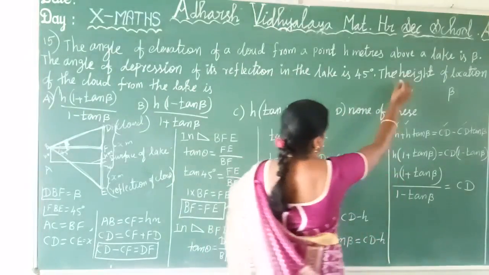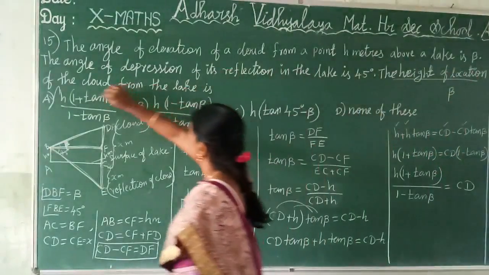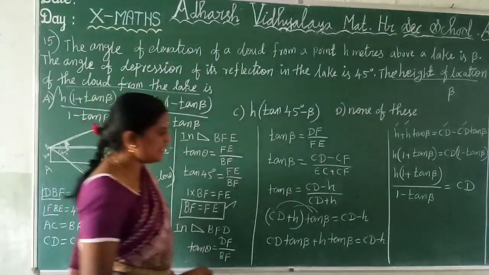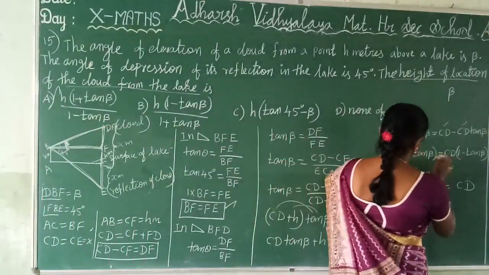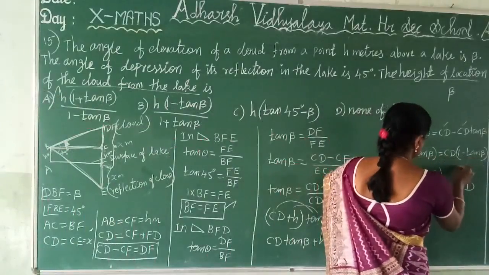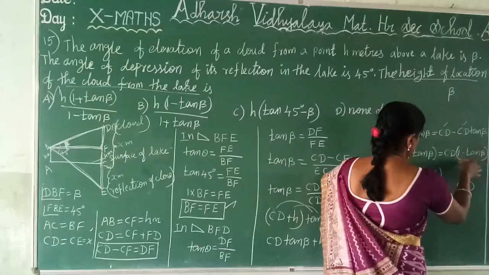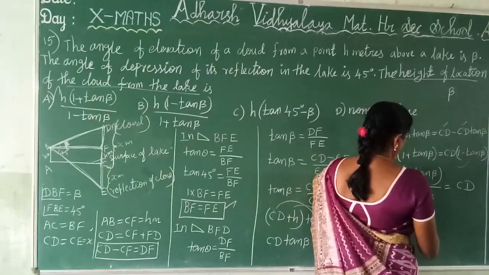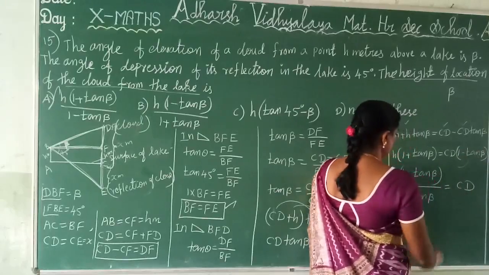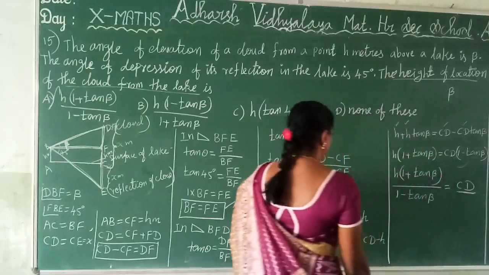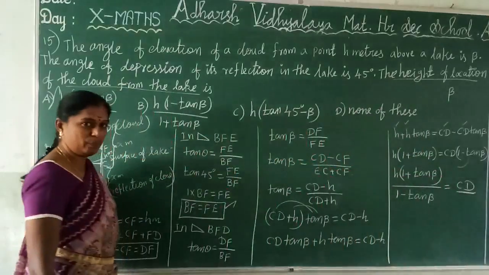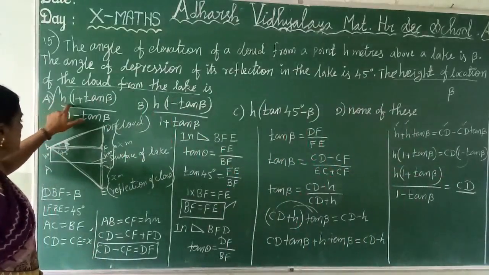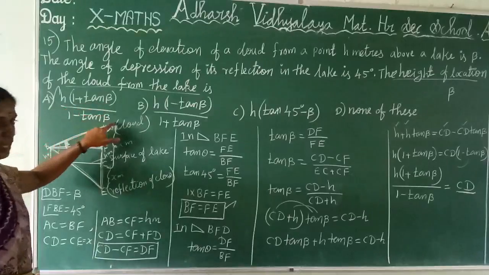So what we need is CD, the height of the location of the cloud from the lake. So you have to find CD. CD is equal to H into 1 plus tan beta, divided by 1 minus tan beta, because this term is multiplication, so it comes as the denominator. So the CD answer is H into 1 plus tan beta by 1 minus tan beta. Which option? Option A.